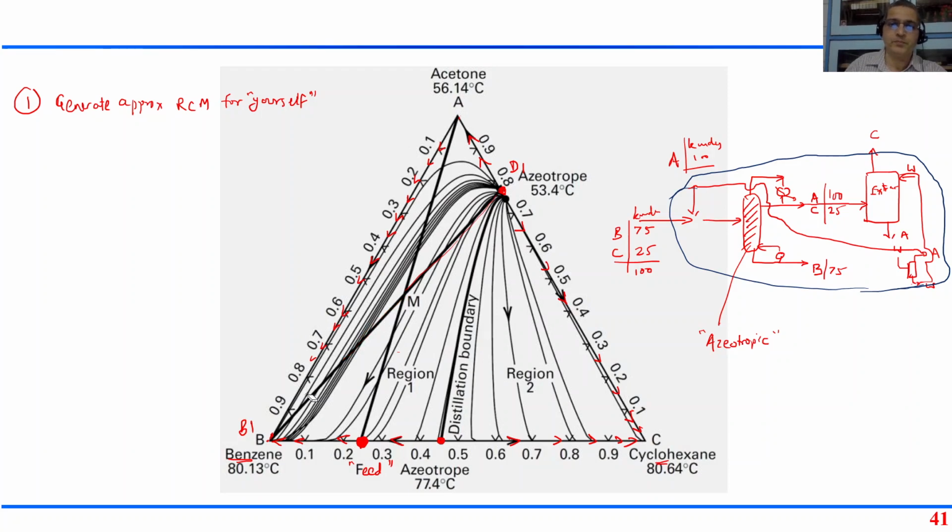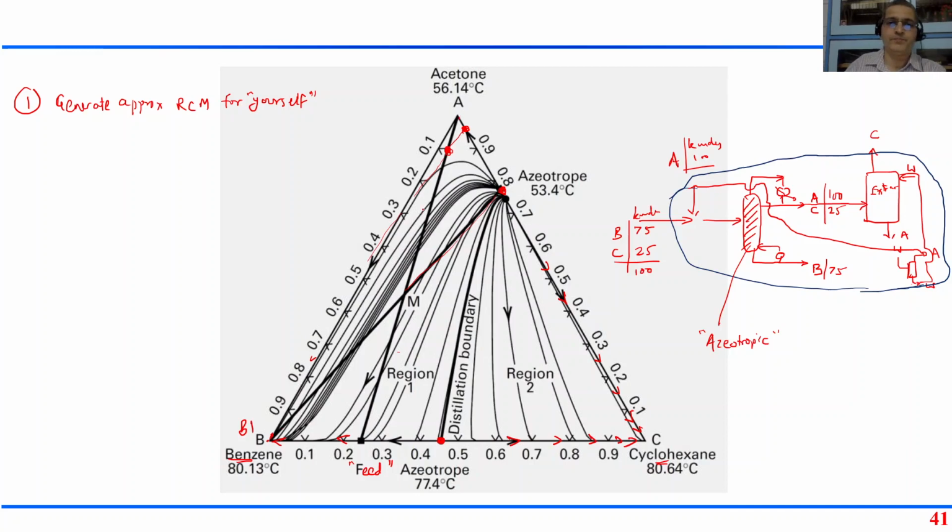Suppose I had added too much acetone. We would have been somewhere here. The mixture would have been somewhere here, which is the feed to the first distillation column. Now if I had done the distillation, I would still have got benzene at the bottom. I would have got this mixture at the top.